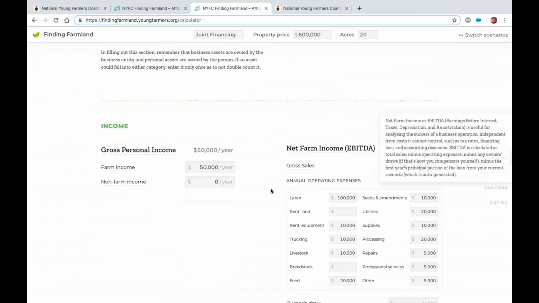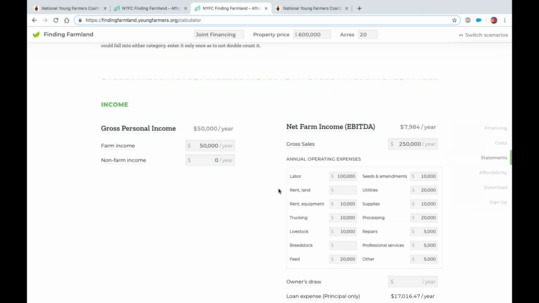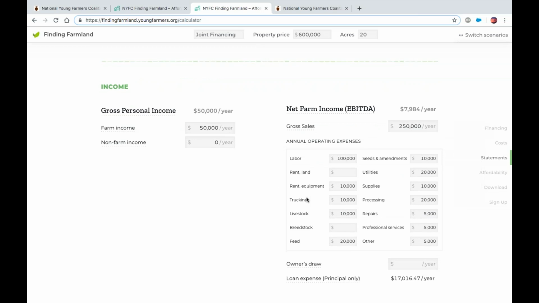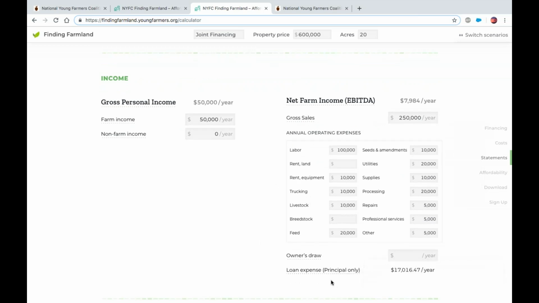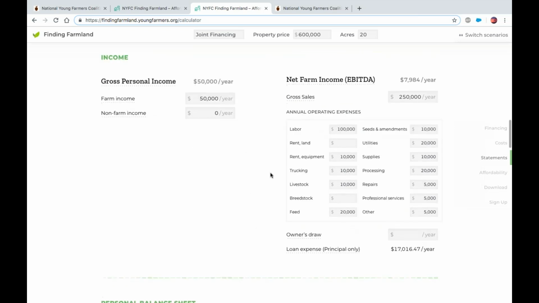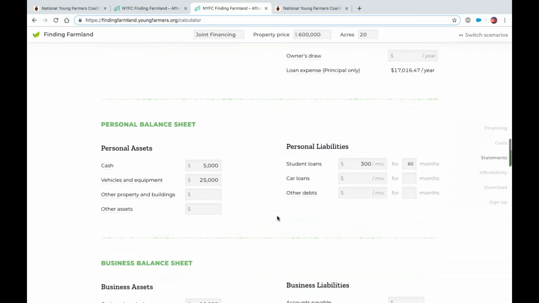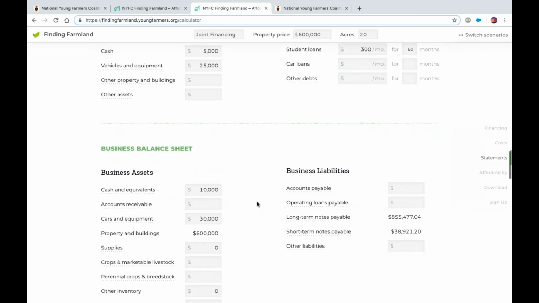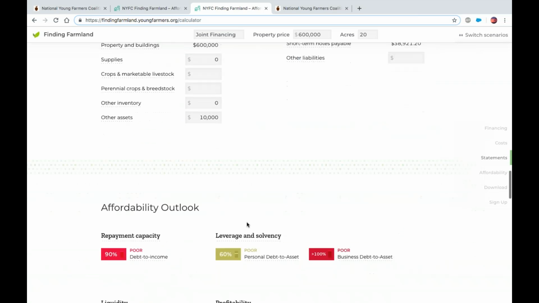So in this scenario, we're looking at a farm that grosses $250,000 a year. And you can see I just put in some sample data for what the various operating expenses are. The calculator automatically calculates what your loan expense is for a year. So those are the payments in your loan. And I'm putting in some farm income here. If you had off-farm income, you could also put your off-farm income if you want your lender to think of that as part of what you're going to be using to pay back the loan. This person has some personal assets and has some student loans that they're paying off. And they have a few business assets.